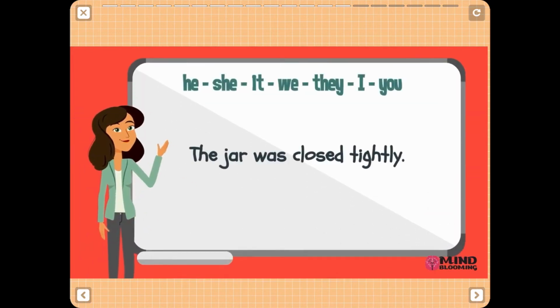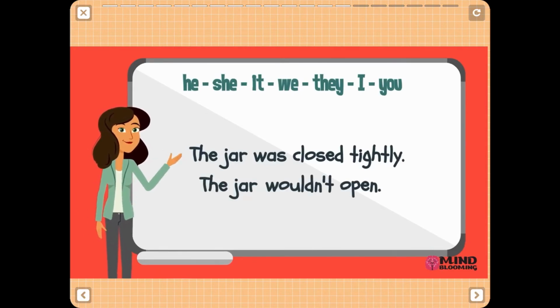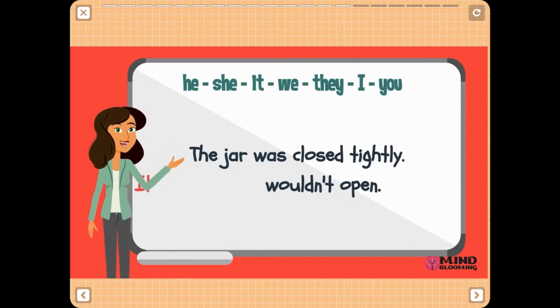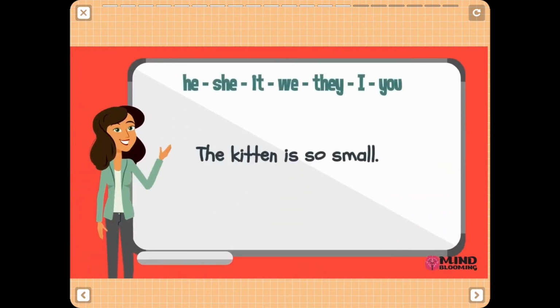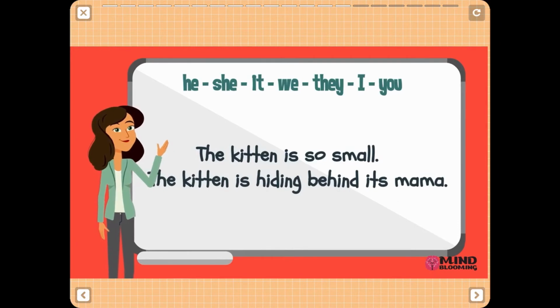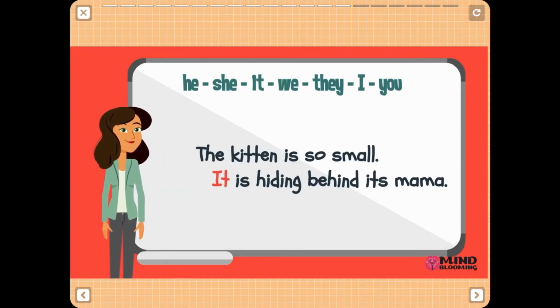The jar was closed tightly. The jar wouldn't open. Since the jar is an object, I'm going to use the pronoun it. So I will say the jar was closed tightly. It wouldn't open. The kitten is so small. The kitten is hiding behind its mama. Since the kitten is an animal, I can also use the pronoun it. So I will say the kitten is so small, it is hiding behind its mama.